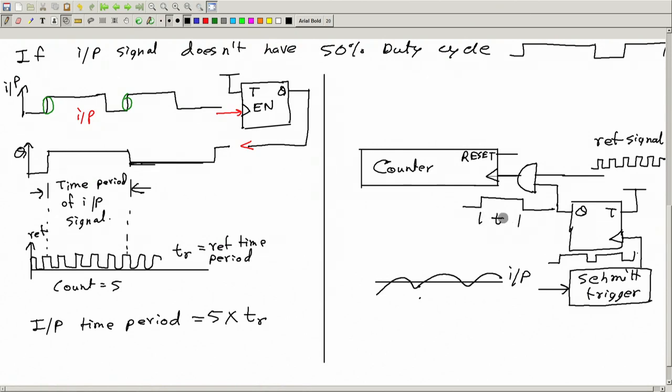This time, if it is, call it T, this is same as the time period here. So, this is one time period, this is T, which is same as one time period here. This will also be T. Okay? So, first you make the input to a rectangular one, then you can use this flip flop, and then within one period of the input, you count the number of cycles of this reference signal. This is how it works. So, this is reciprocal counting.